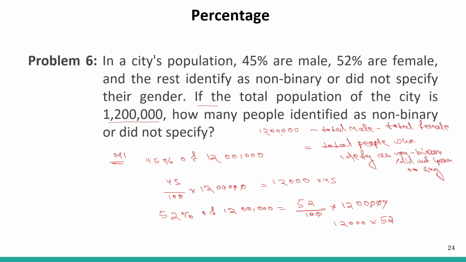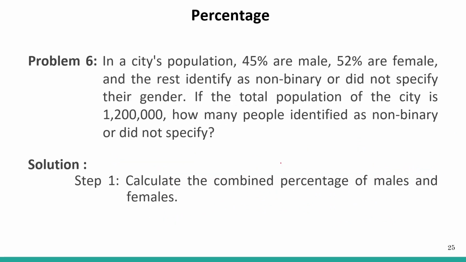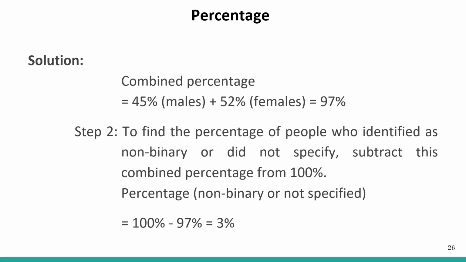Okay, so let's see. This is method number 2. So calculate the combined percentage of males and females. That was 45% plus 52 is equal to 97%.